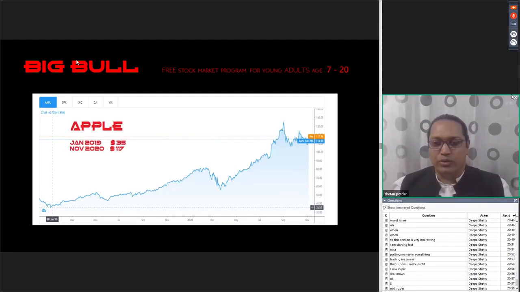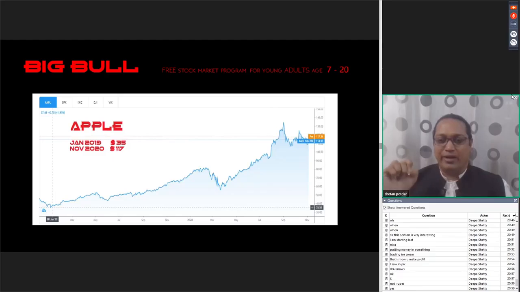This is Apple. iPhones. All of us like iPhones. In January 2019, the stock of Apple was about $35. Today it is $117, which means in 1.5 to 2 years' time, you would be able to buy four new iPhones. So if you would have understood what stocks are and were able to buy that stock, you would be able to get four iPhones instead of one.